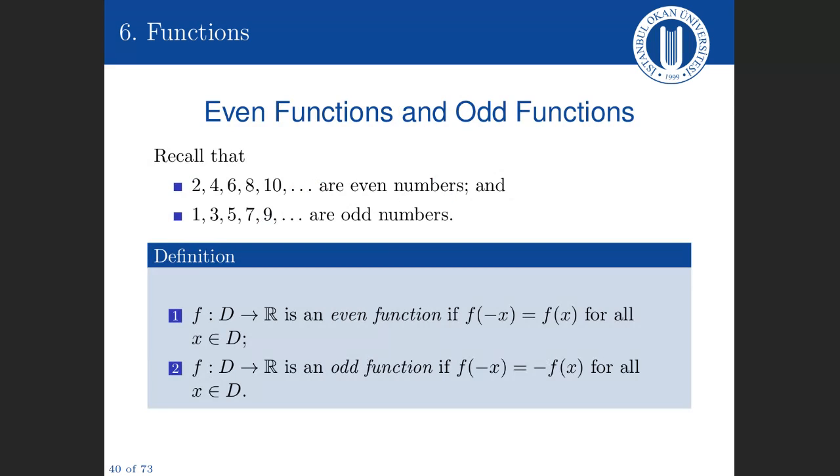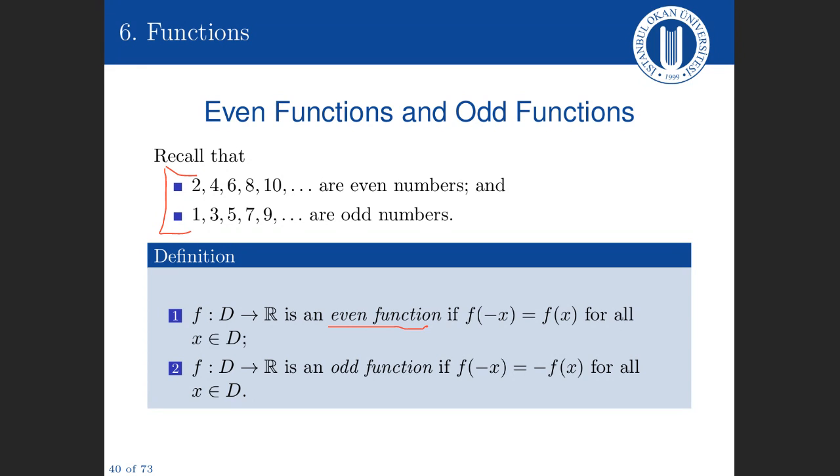We can classify functions as even or odd. Let me just remind you. The numbers 2, 4, 6, 8, and 10 are even numbers, and the numbers 1, 3, 5, 7, 9, etc. are the odd numbers. We can call a function even or odd as well.